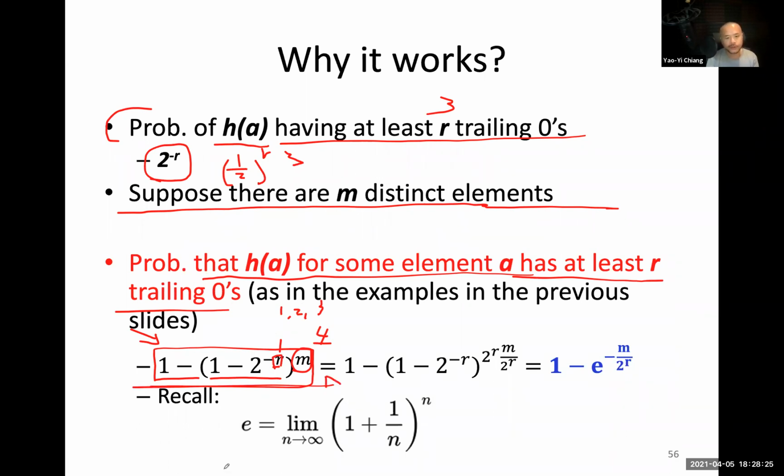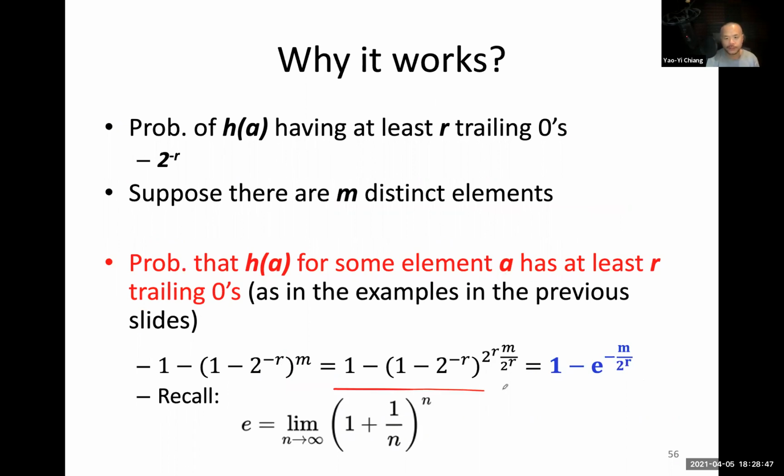We can rewrite this because this is our good friend, the Euler number, which is 1 plus 1 over n to the power of n when n is really large, to infinity. So let's rearrange all these terms and make it a Euler number. It becomes this. How does it become this? We have 2 to the power of R, 2 to the power of R, right? Now you have this, and it starts to look very similar to this. Then you can rewrite it. So the probability that your hash function for some element will have at least R trailing zeros is this. And this probability depends on your m, the number of unique items you have, and R, the longest trailing zeros you are looking for.